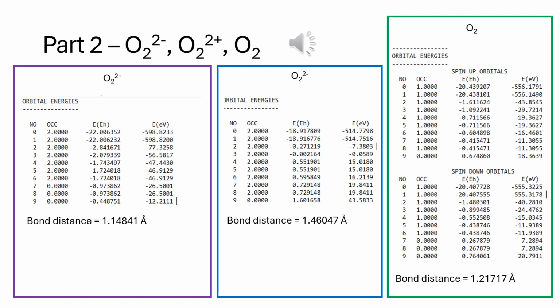Now we can compare the ionic variants of oxygen to the normal O2 molecule. By removing 2 electrons from O2 to form O2 2+, a more stable molecule is made with a shorter bond length. This is because 2 antibonding electrons are removed. By adding 2 electrons to form O2 2-, the molecule becomes less stable, as can be seen with the longer bond length, and this is because 2 antibonding electrons are added.